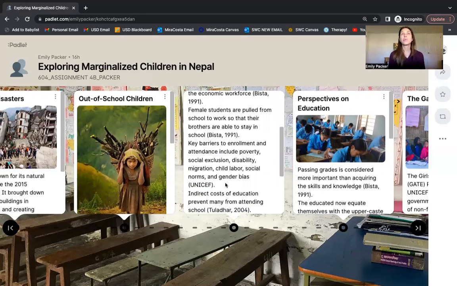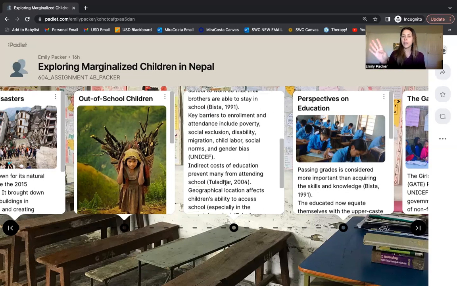There is a deep-rooted gender bias and discrimination in Nepal that still exists. And so female students are often pulled from schools so that their brothers are able to stay in school, and also for them to get married. So the minimum age of marriage in Nepal is 20, but child marriage is still a major issue. And so we see 12 and 13-year-olds being pulled from school to get married and then go and help support and work in their husband's family. So gender bias is a major contributing factor to who is out of school.